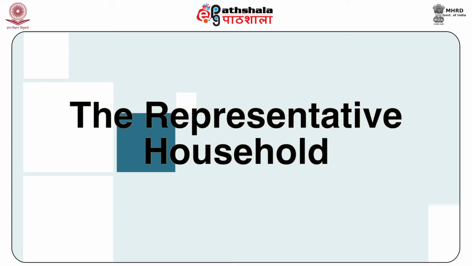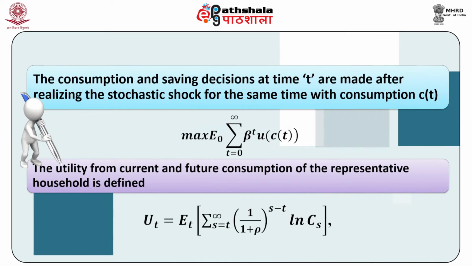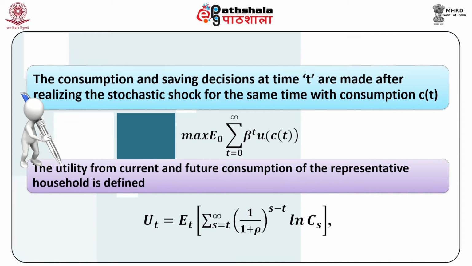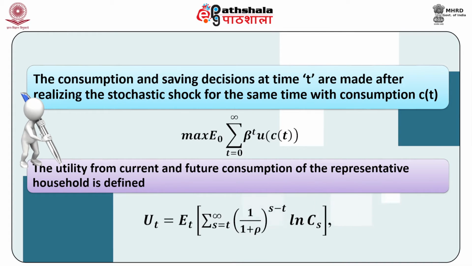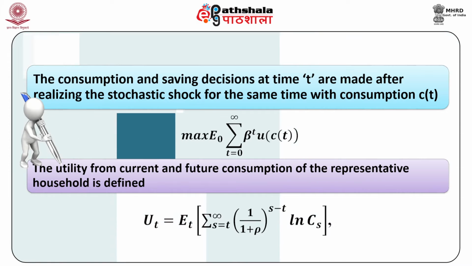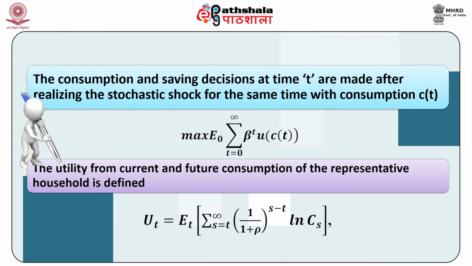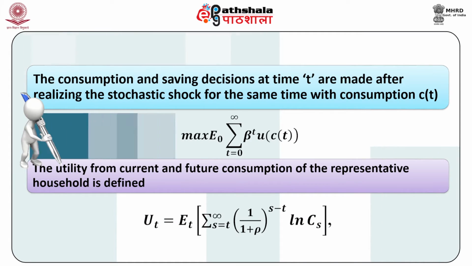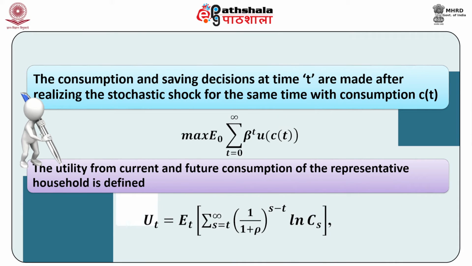Now we shall move on to discuss the representative household. The representative household supplies one unit of labor inelastically so that K_t and small k_t can be used interchangeably. The consumption and saving decisions at time t are made after realizing the stochastic shock for the same time, with the consumption c_t. Hence, the objective function is to maximize the expected value of the sum of beta to the power t times u(c_t), where t varies from 0 to infinity.